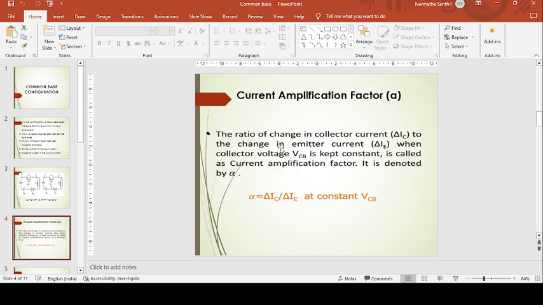Next we are going to see about the current amplification factor alpha. It is defined as the ratio of change in the collector current to the change in the emitter current, that is delta IC divided by delta IE, where IC represents the collector current and IE represents the emitter current, and the voltage across collector base is constant. So this alpha is called the current amplification factor.